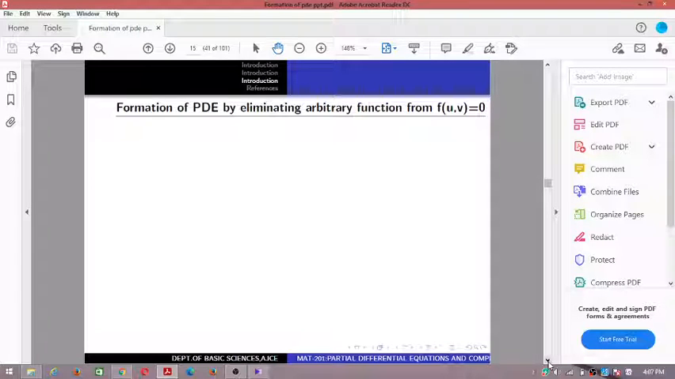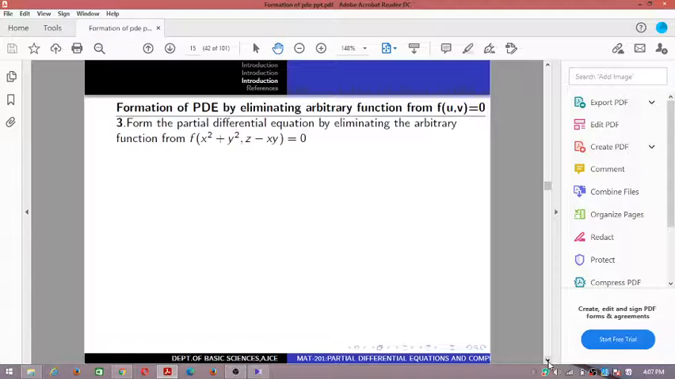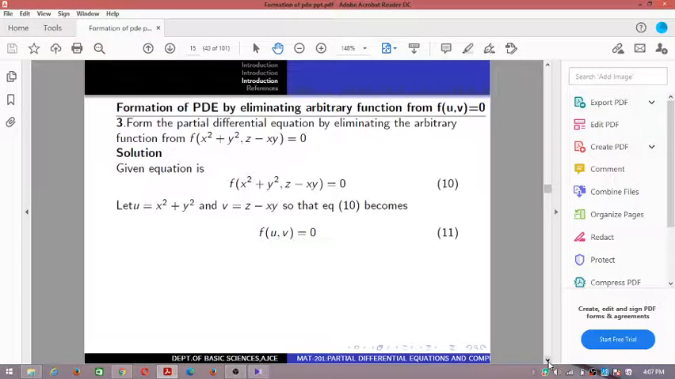Let us discuss formation of partial differential equation by eliminating arbitrary function from f of u, v equal to 0. Let us explain with an example. Form the partial differential equation by eliminating the arbitrary function from f of (x square plus y square, z minus xy) is equal to 0.